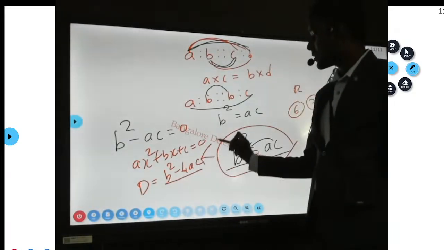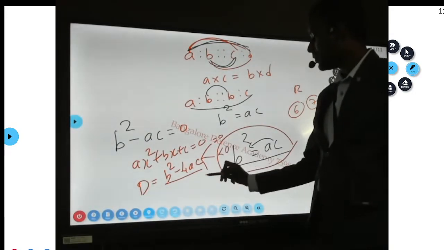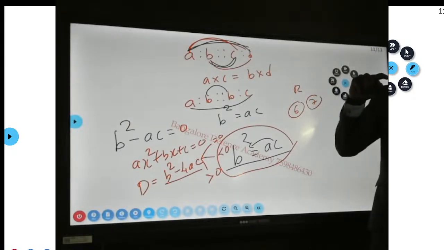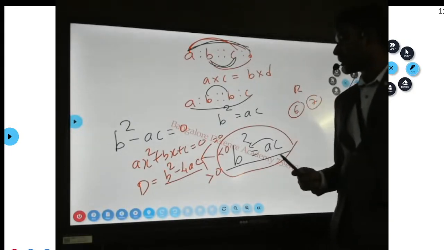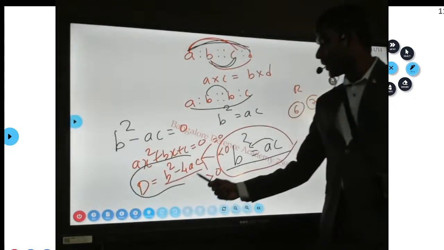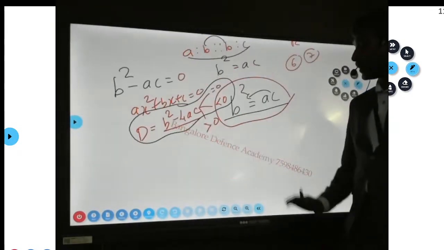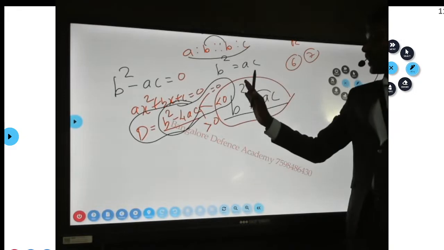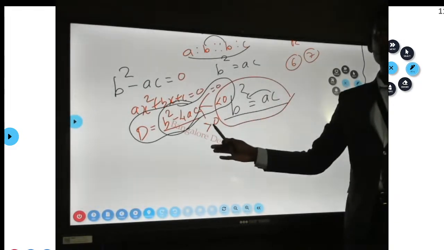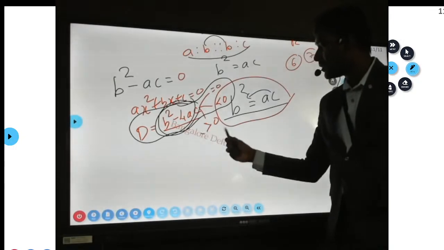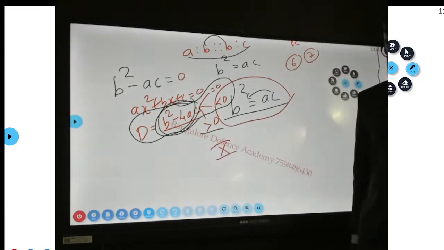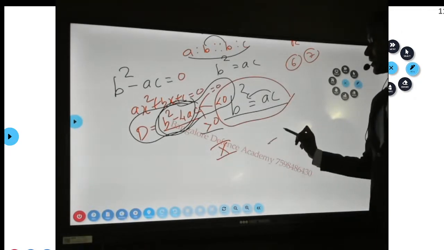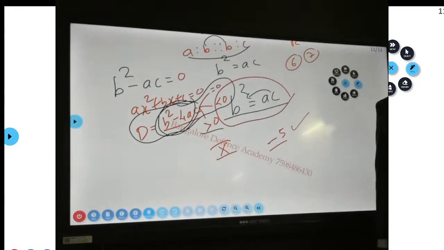Now there are three conditions: equal to 0, greater than 0, less than 0. Those who are in 10th standard, you will have this for the first time in your life. But in 10th standard the condition is this: B square minus 4AC will be equal to 0, otherwise greater than 0. Do you understand? This will never be less than 0 for those in 10th standard. Do you understand? Now you are doing questions and you got minus 5. B square minus 4AC is what? Minus 5.